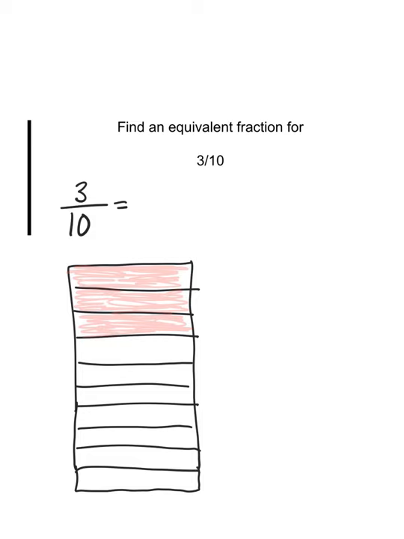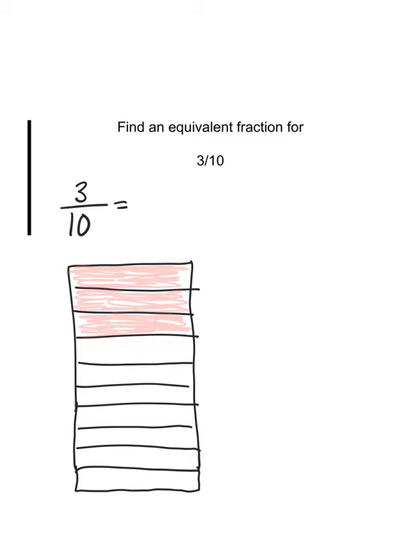So we could divide this whole in half, and now we have 6 out of 20 pieces. So the relationship is the same because we have 2 groups of 10 and 2 groups of 3 shaded, and so the relationship has not changed.